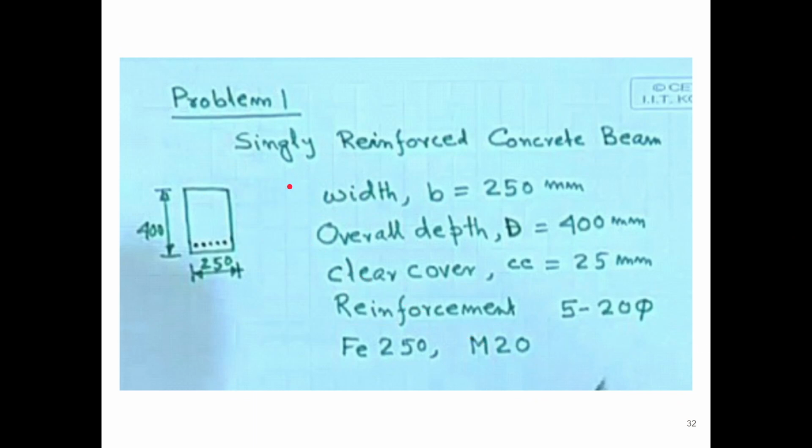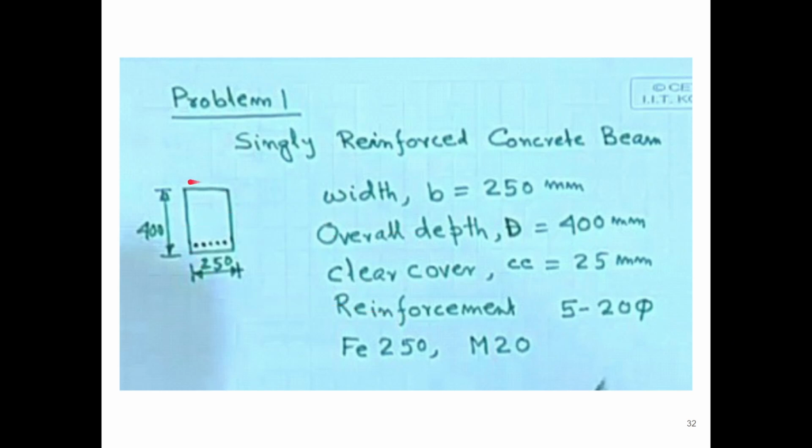So that is all about the working stress method. I have derived it and taught you the basics, so now let us see the application. This is the first problem. This is a singly reinforced concrete beam, singly because the reinforcement is present only in the tensile zone. If it is also present in the compression zone, it will be doubly reinforced. We will see this in coming classes.